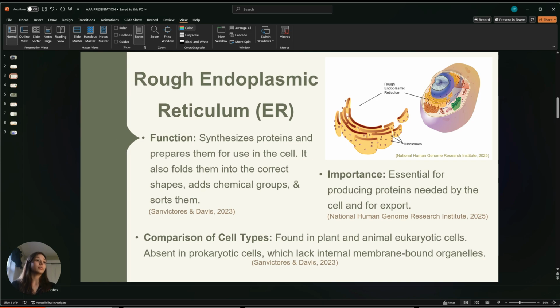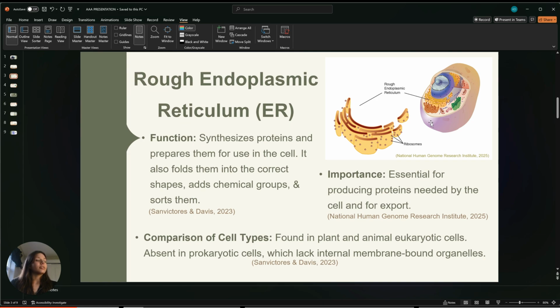It does more than just make proteins, it also helps fold them into the right shapes and adds certain chemical groups and sorts them where they need to go. It is essential for producing proteins needed by the cell and for export. It plays a critical role in making sure these proteins are folded correctly and chemically modified. Errors in this process can lead to cell stress or disease, and the cell won't function.